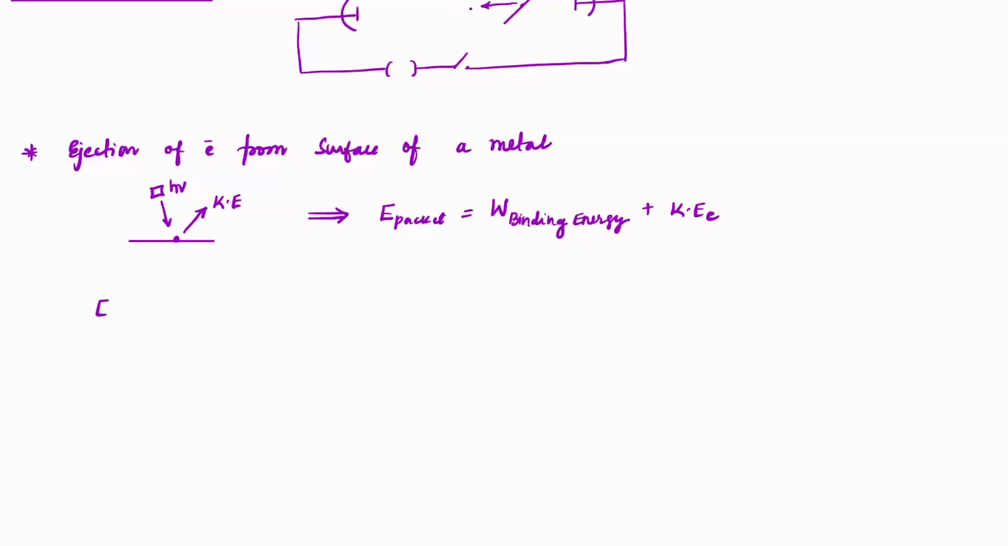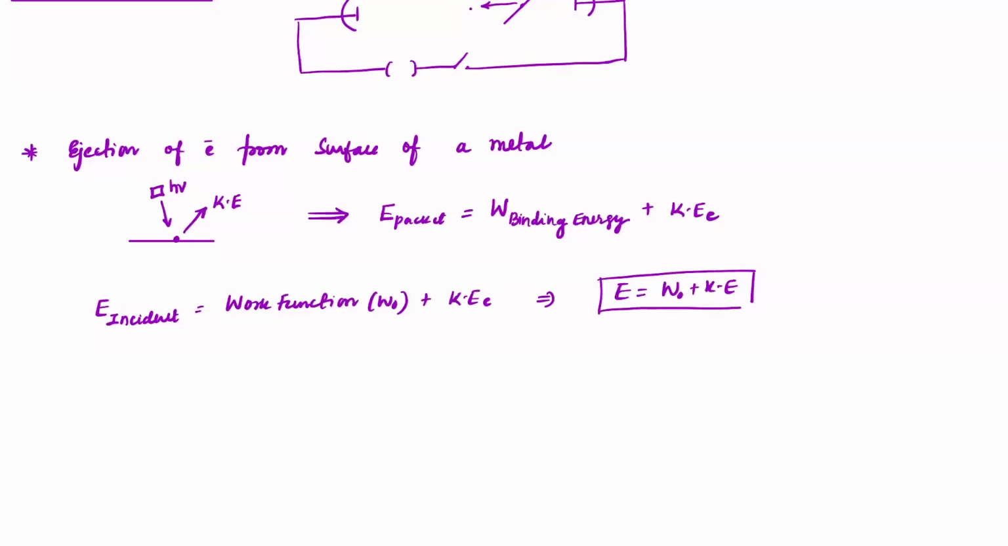So energy of the source, or we call it the incident energy, incident light, will be equal to binding energy. Binding energy is called the work function W naught, plus kinetic energy of the electron. So in short, we write this formula as E is equal to W naught plus kinetic energy. So this is the formula for the photoelectric effect.